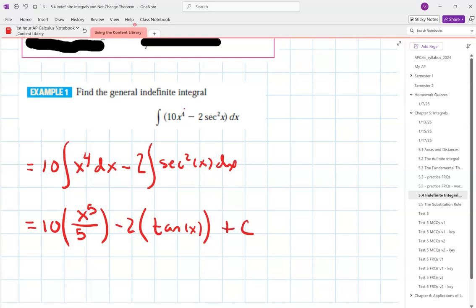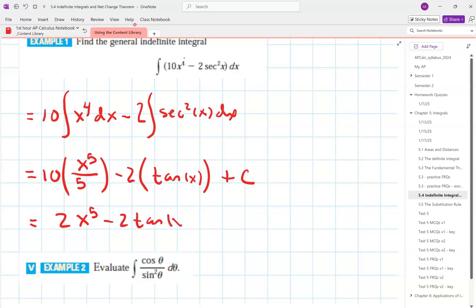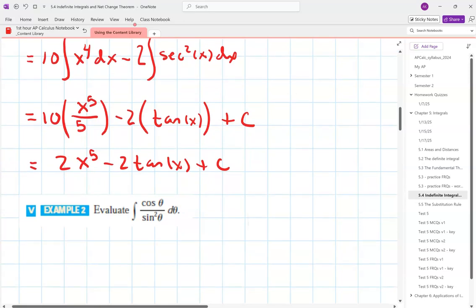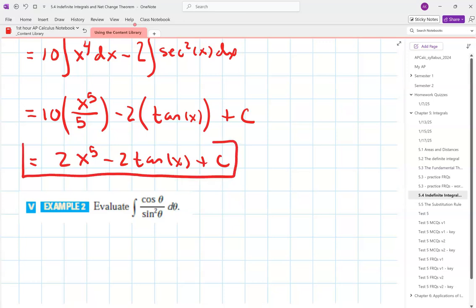Plus c. Will I mark you down if you forget your plus c's when you're doing an indefinite integral? Yes. Will the AP mark you down if you forget the plus c? Yes. Is it that important, Mr. Kulik? Yes. All right, so we could do a little bit of light cleanup here, and 10 divided by 5 is 2. And we could do that. Does that feel okay? That would be our final answer.